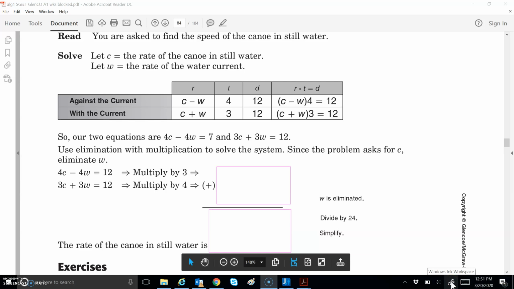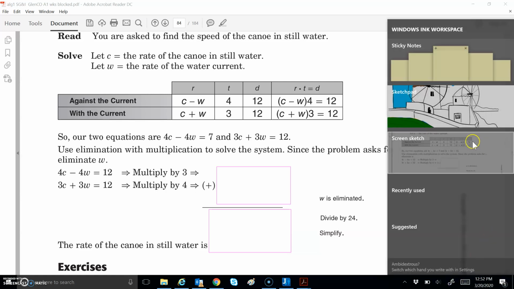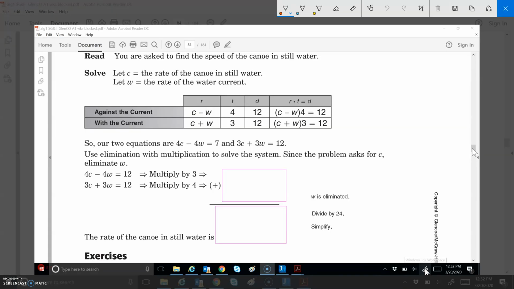All right, so if we want to eliminate the c or the w, what do we need to do? Let's look at this. I look at w, and I notice they're already opposite signs. So let's make this easier. They multiply the top by 3. So 3 times 4 is 12, so 12c minus still 12w this time equals 36.